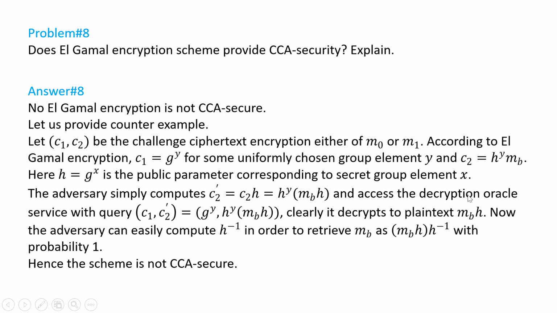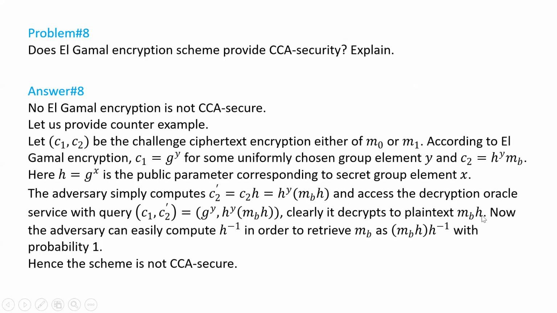Okay. And now if you access the decryption oracle with this query ciphertext C1, C2 dash, where C1 has the form G to the power Y and C2 dash has the form H to the power Y times MB times H, this will give you the underlying message after decryption. So the decryption oracle will return the value MB times H to the adversary. And as H was chosen by the adversary itself, it can obviously compute H inverse on its own with respect to the group G.